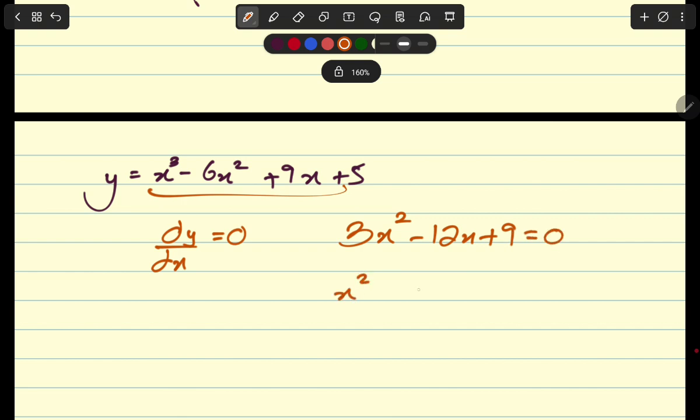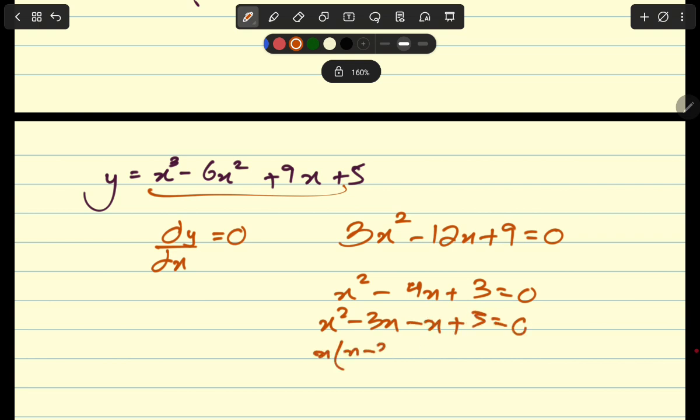So I can factor 3 out. This becomes x squared minus 4x plus 3. So this becomes x squared minus 3x minus x plus 3. So this becomes (x minus 3)(x minus 1).